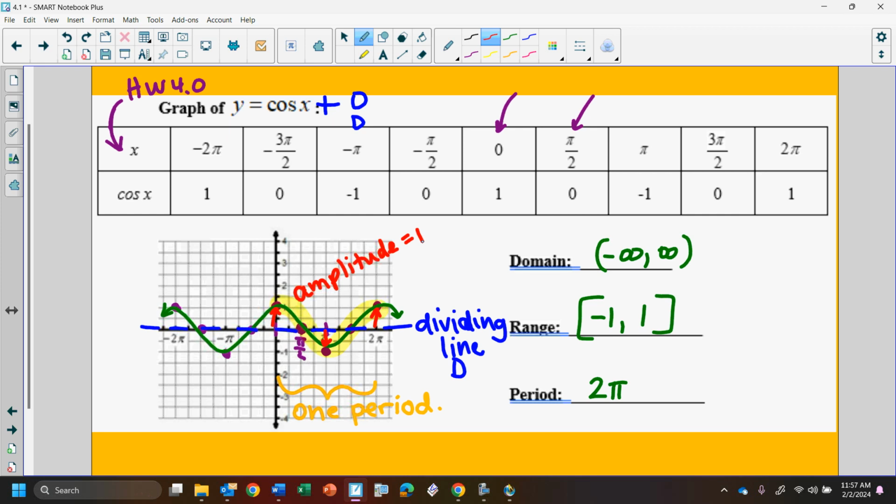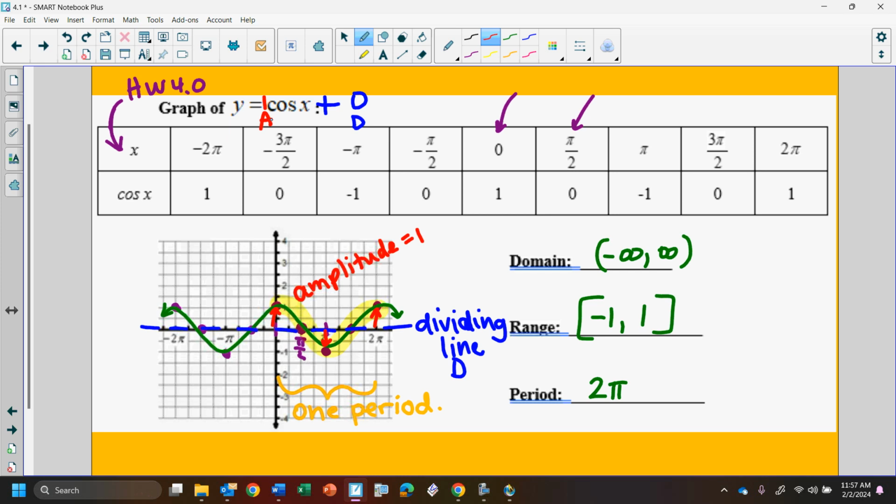Connecting it to your transformations, any guesses? The A value, think about where A goes in the equation. It multiplies in the front, right? What number is multiplying in the front here? 1. That's your A. A and amplitude, how perfect is that? The A value tells you what your amplitude is. It tells you how far above and below the dividing line those points go.